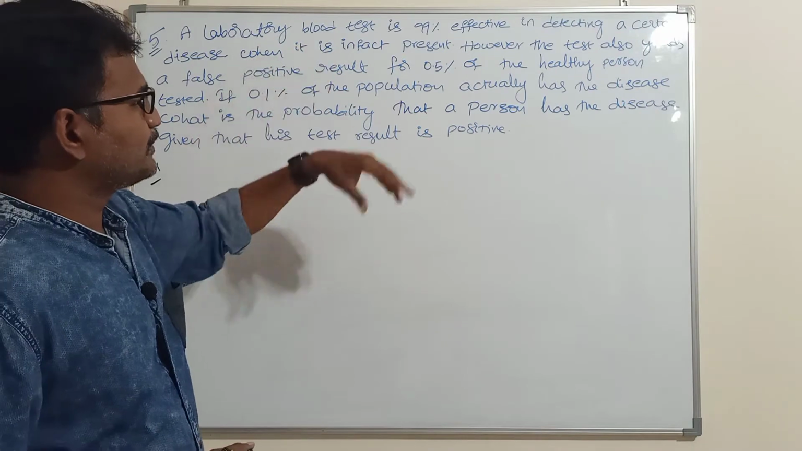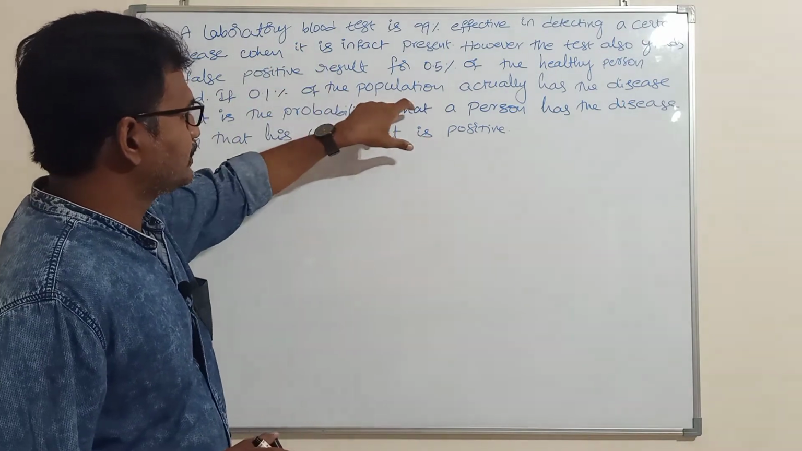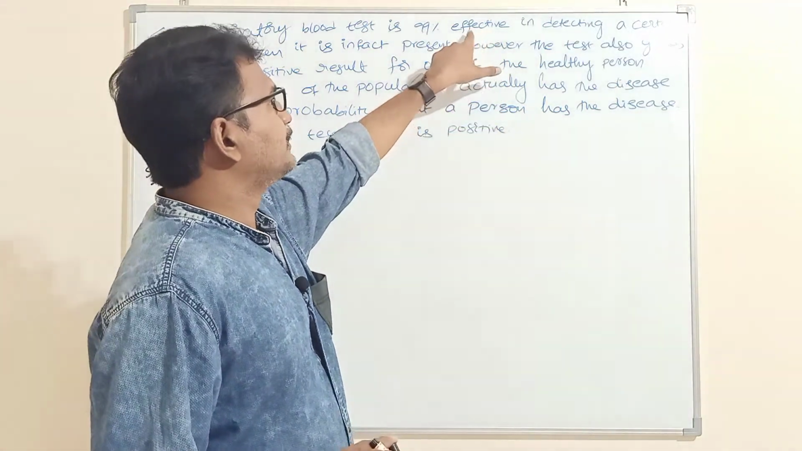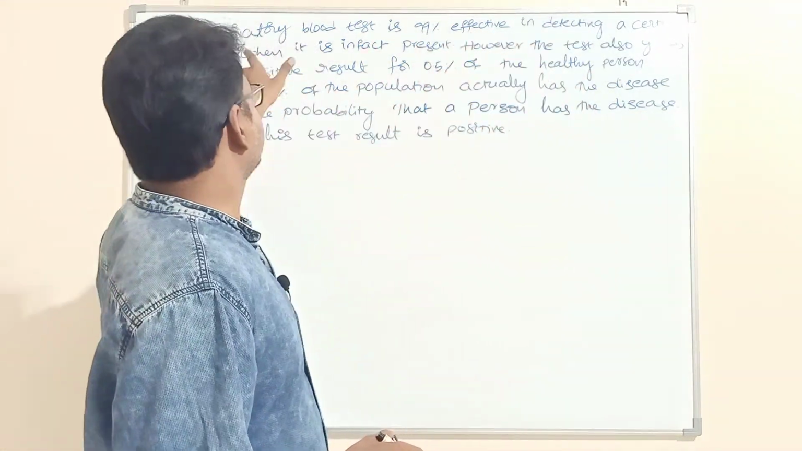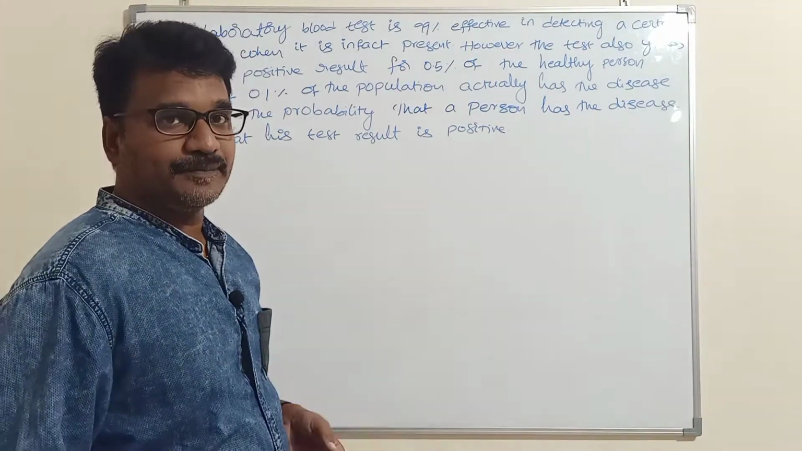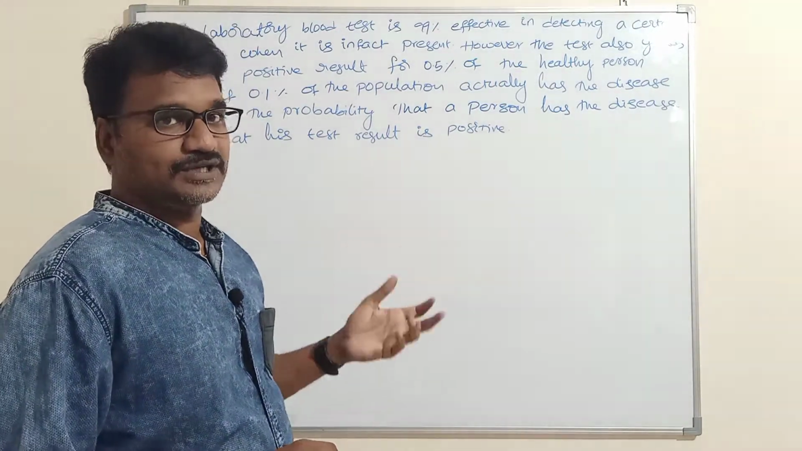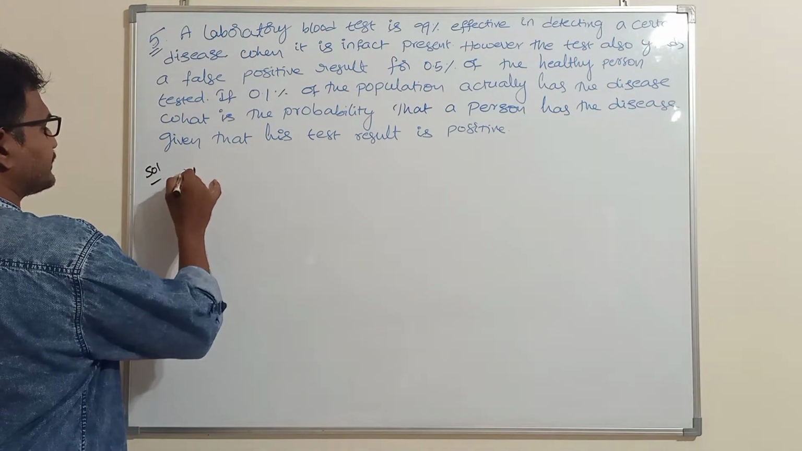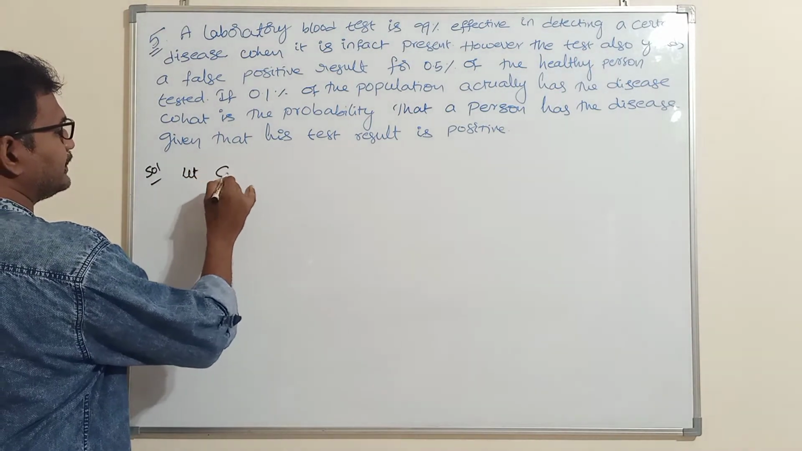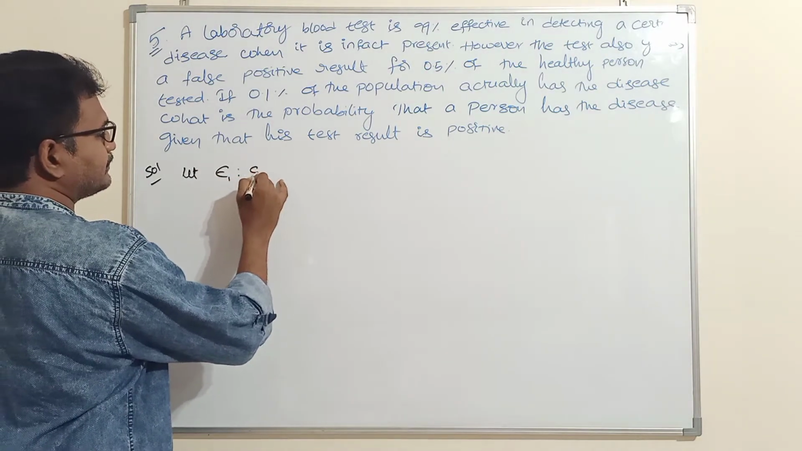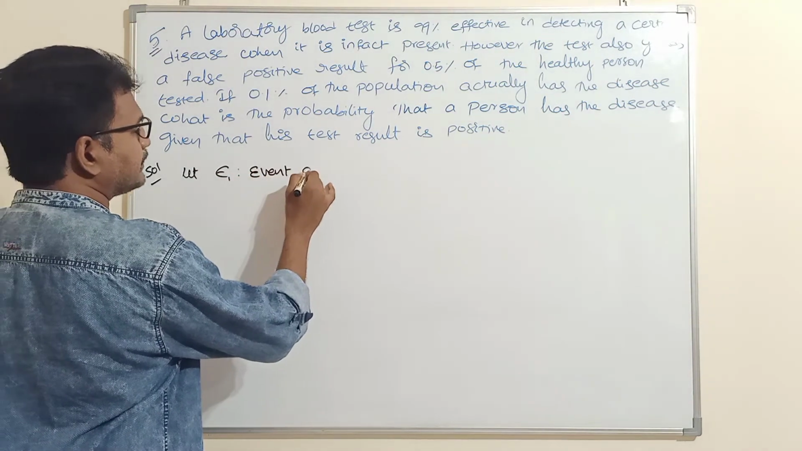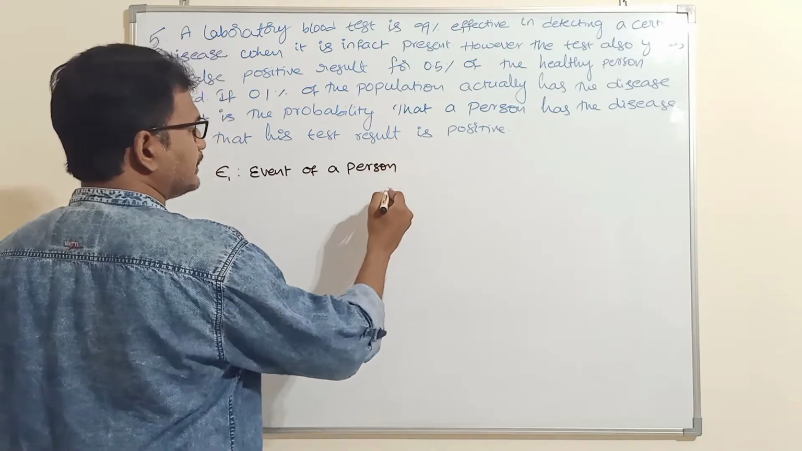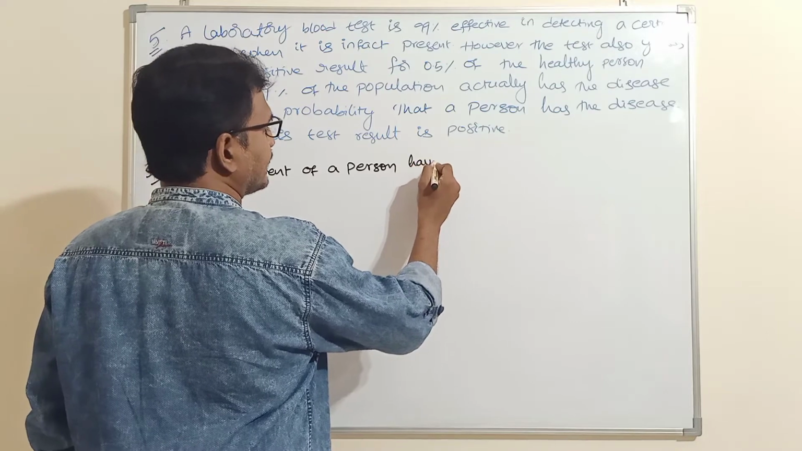So if you observe this total problem, in total population there are two types of persons. One is people affected by disease, second one is healthy people. So two types of persons are there. So that's why I am taking two events. Let E1 denote the event of a person having disease.